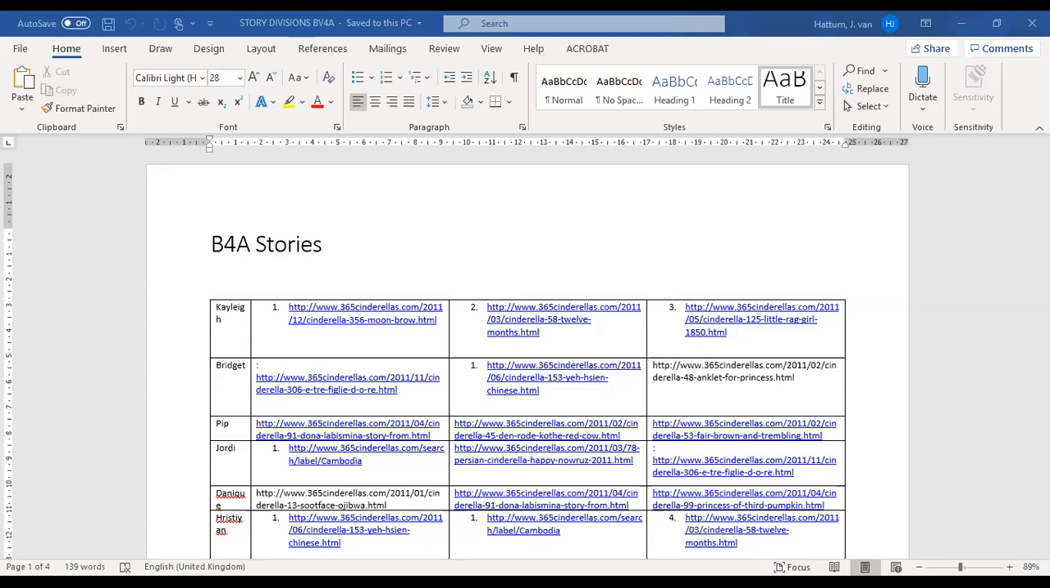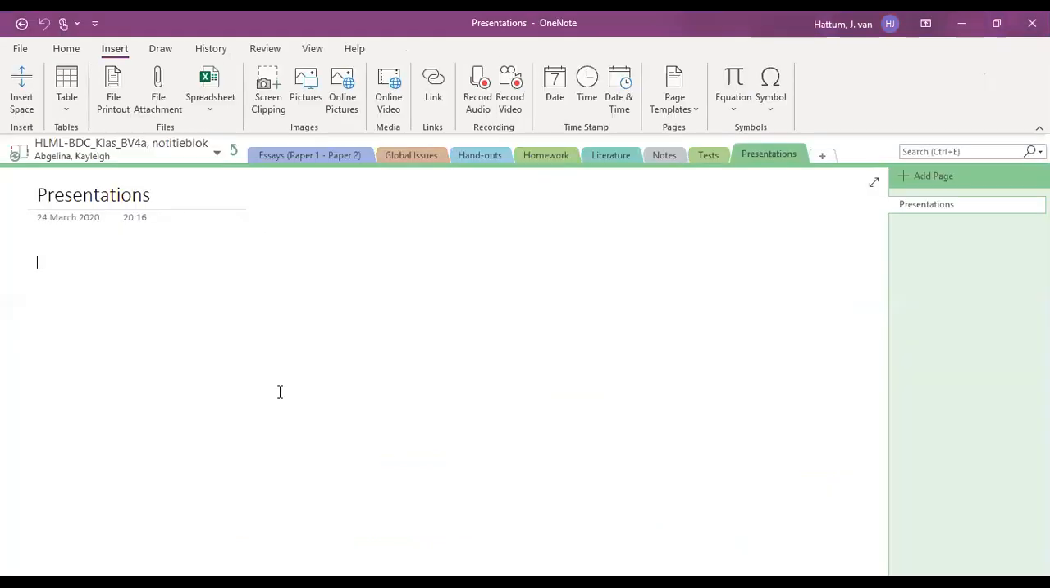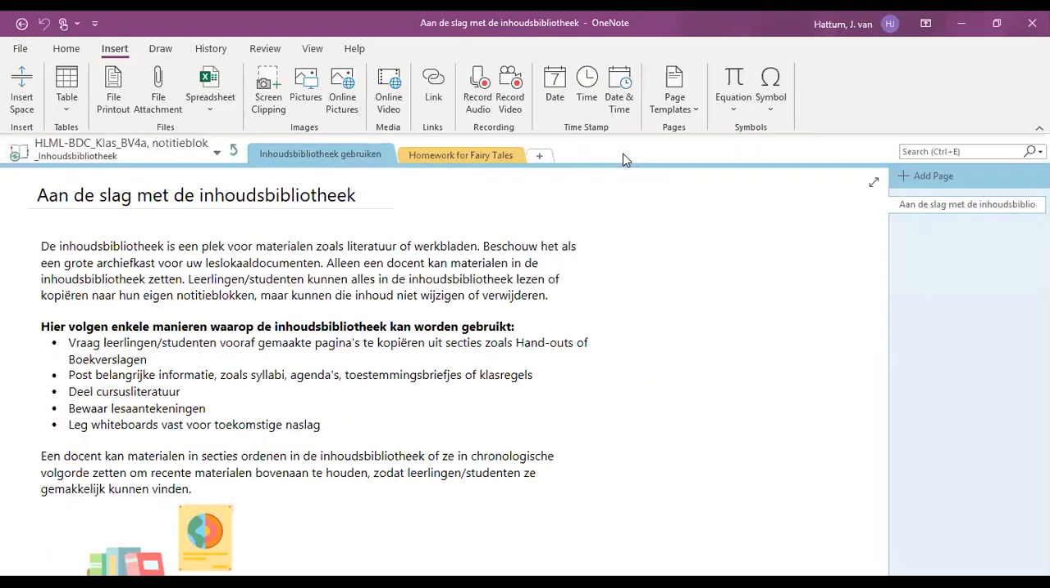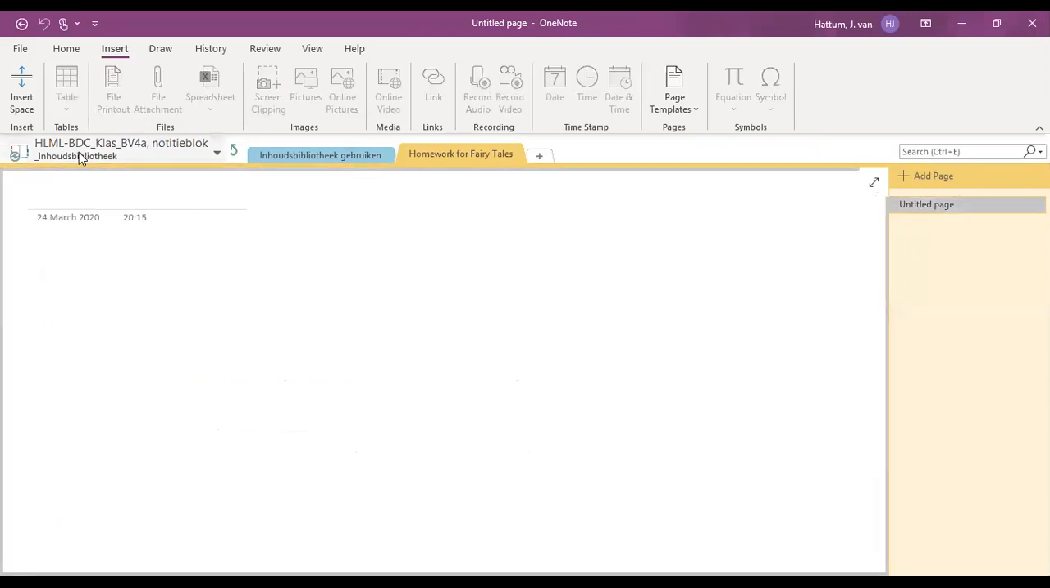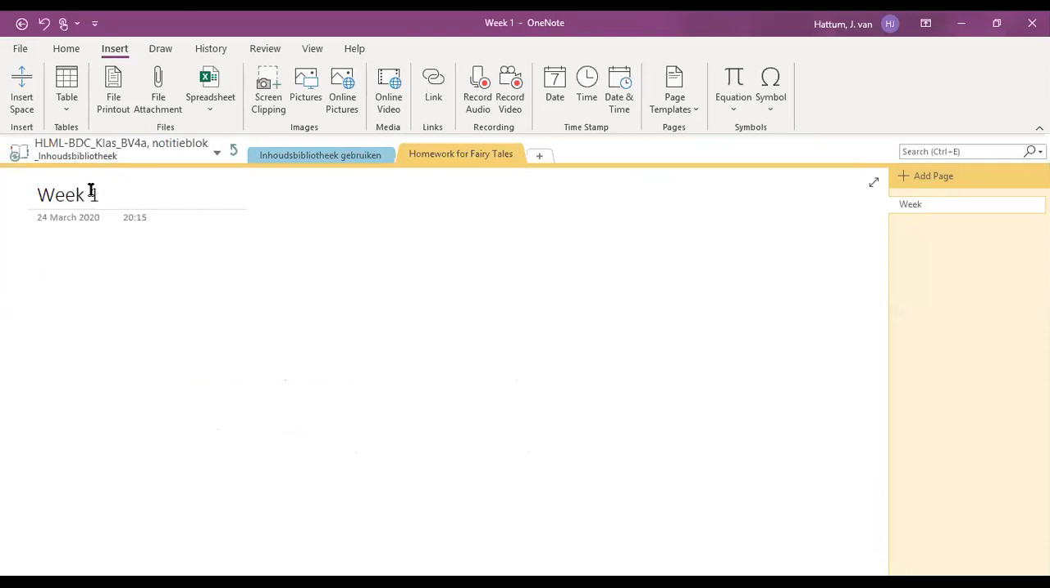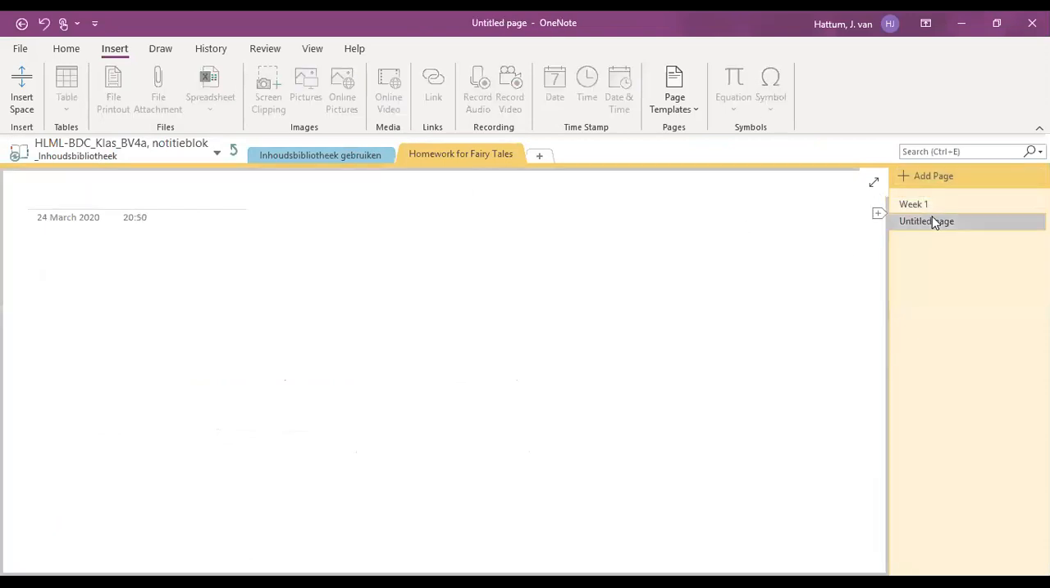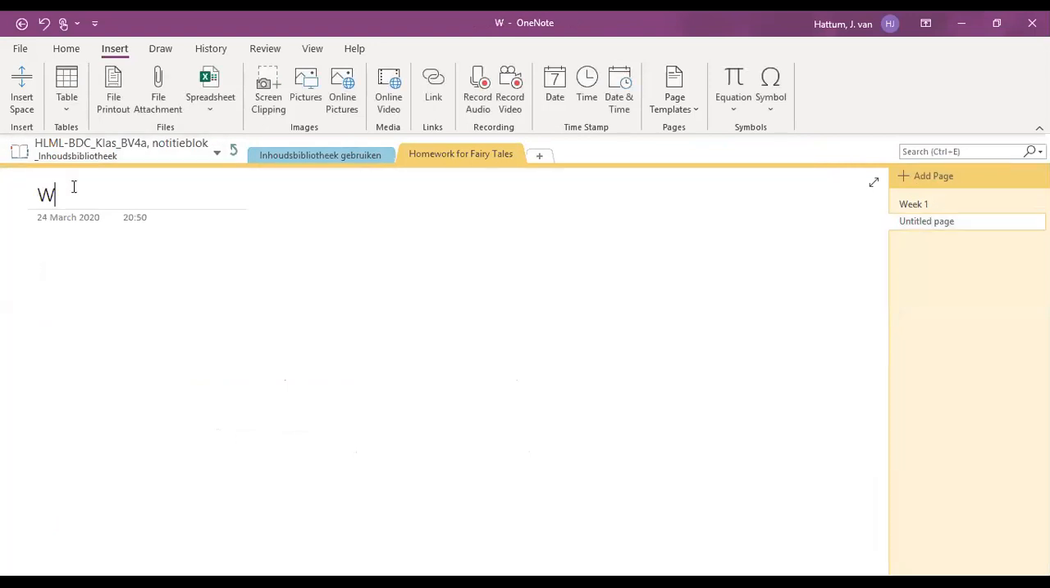And one more time for the people in the back, this is your OneNote. Here are the presentations. This is where you can upload them now, if you'd like. And for those of you who are opening it, this is the in-house bibliothèque, and this is homework for fairy tales, and this is where I'll upload. So this was week 1. I'll upload week 1's stuff in a minute as well, and this is then everything for week 2. I'll make sure that all the handouts, all the files I've been sending you are put in here.